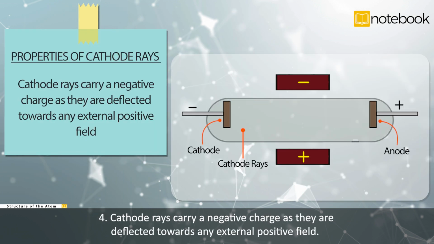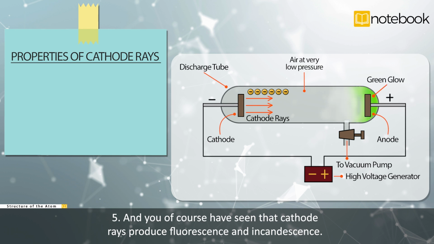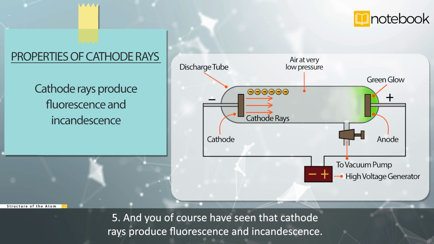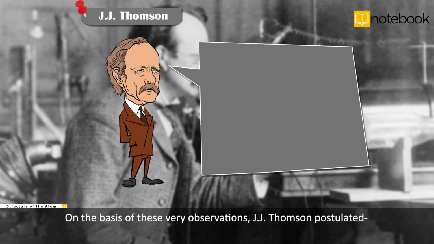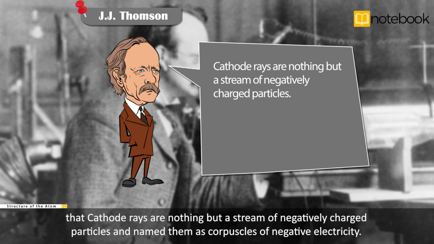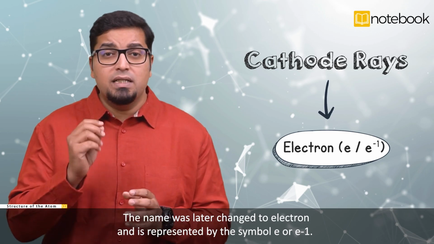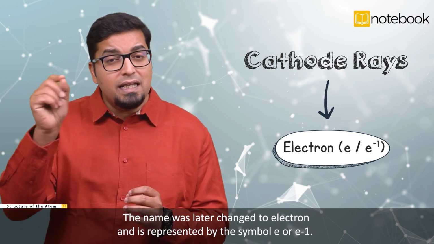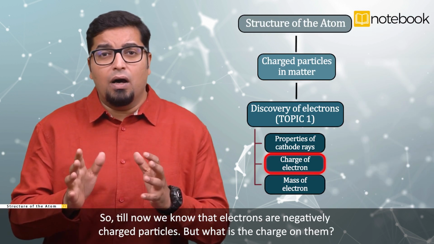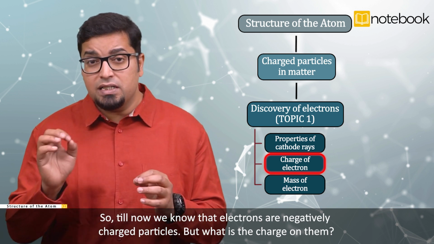Number 4. Cathode rays carry a negative charge as they are deflected towards any external positive field. Number 5. And you of course have seen that cathode rays produce fluorescence and incandescence. On the basis of these very observations, J.J. Thomson postulated that cathode rays are nothing but a stream of negatively charged particles and named them as corpuscles of negative electricity. The name was later changed to electron and is represented by the symbol e or e raised to the -1. So, till now, we know that electrons are negatively charged particles.